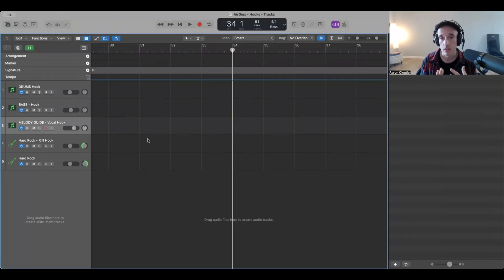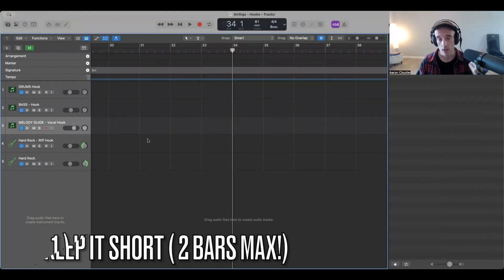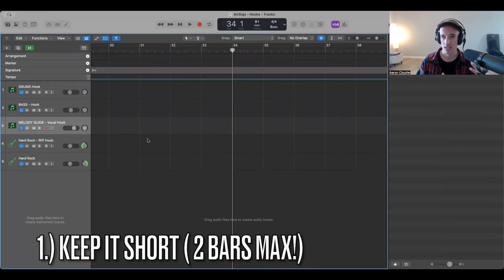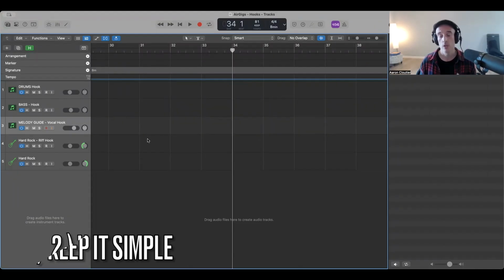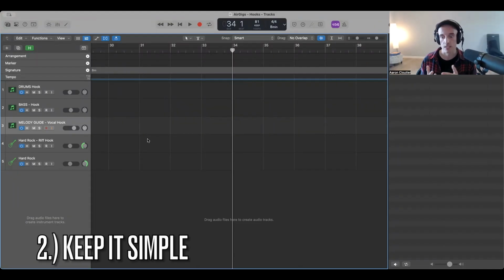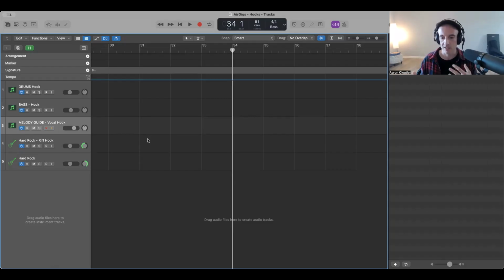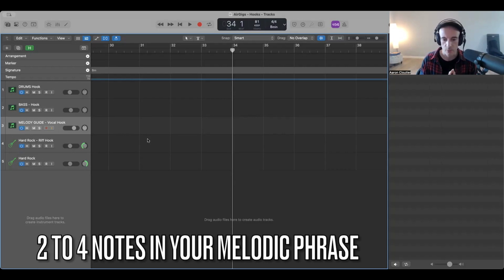Okay, so here are some guidelines to help you when writing song hooks. Number 1, keep it very short. So up to 2 measures in length at most. Number 2, keep it very simple as far as how many notes you use. You want to think hummable, right? So how many notes does it take to make something that's hummable? In the pop world, it's anywhere from 2 to 4 notes.